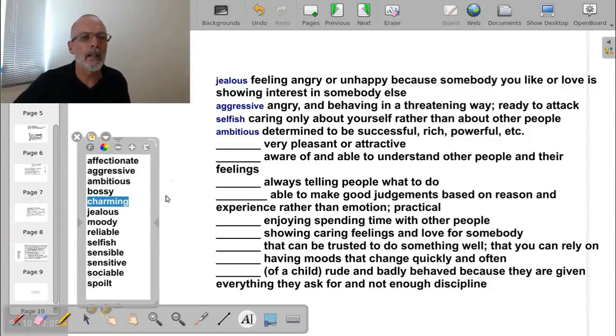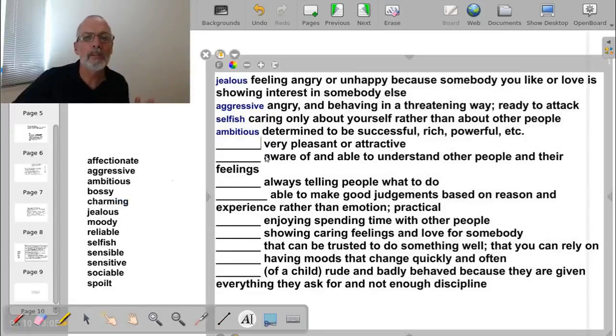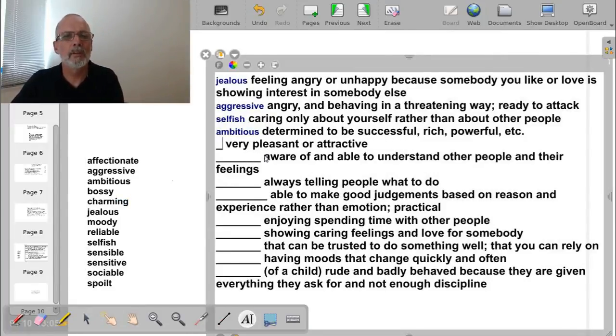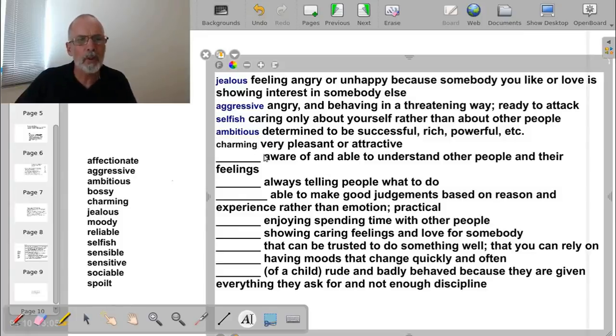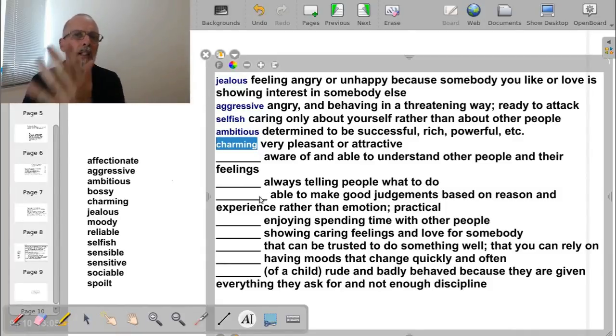Charming. It could be applied to a person, and it could be applied to a thing too. I think it's more common to apply it to a person actually. When a person is very pleasant or attractive, could be physical or it could be in the person's personality. They're very nice. We say they're charming.